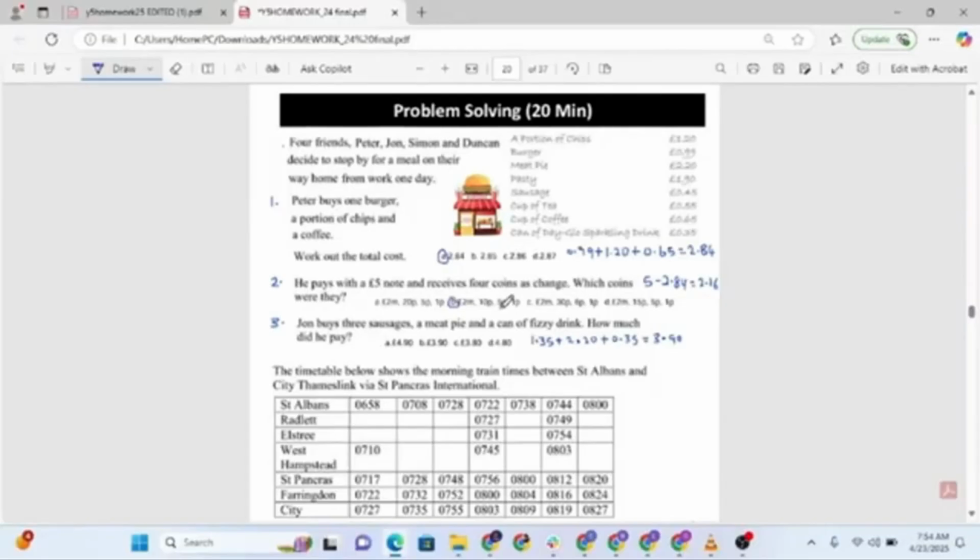Explanation. The total cost of Peter's meal was £2.84. He paid with £5. £5 minus £2.84 equals £2.16. The change must add up to £2.16 using 4 coins. £2 plus 10 pence plus 5 pence plus 1 pence equals £2.16.